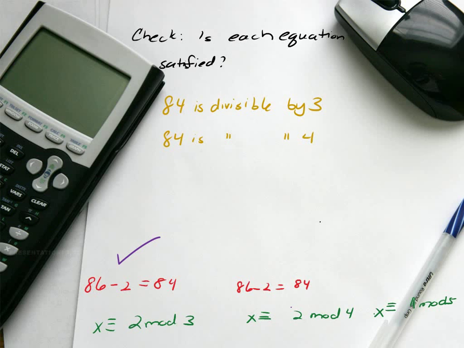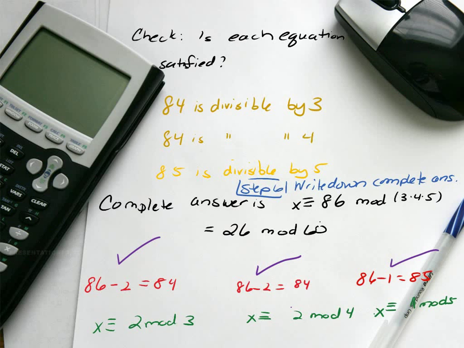.86 minus 2 on the second equation is 84. 84 is also divisible by 4. I checked on a big TI-84. It works. And then the last equation is, right, so it works. So 85 is divisible by 5, and so 86, the complete answer is 86.